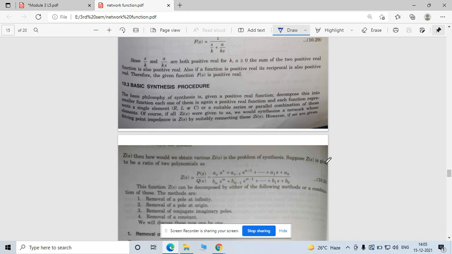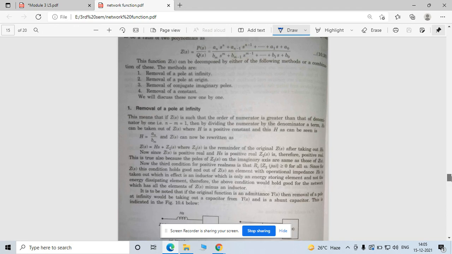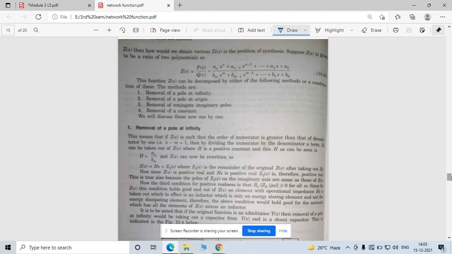Now there are four methods, or you can say four ways, by which you can synthesize your network. First is removal of pole at infinity. Second is removal of pole at origin. Third one is removal of conjugate imaginary poles. And fourth one is removal of constant. Right. In this way, you can synthesize your network. Okay, we will see them one by one.